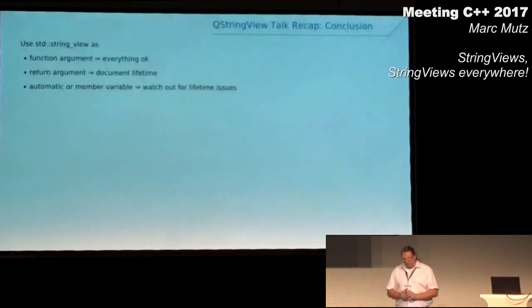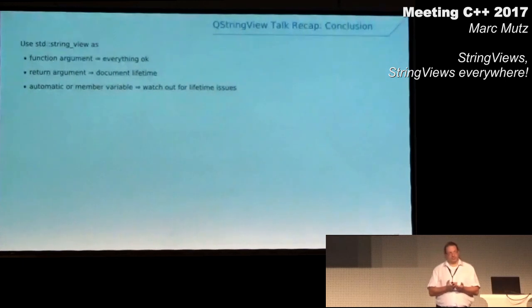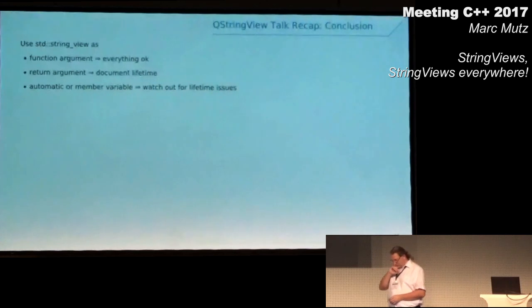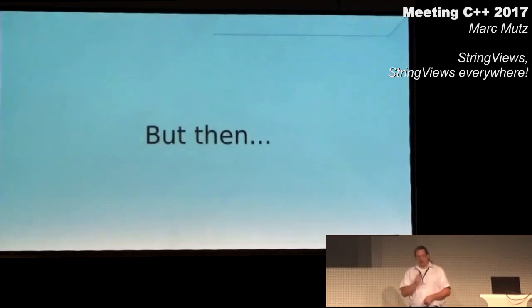So, this brings us to the end of this QStringView talk. The conclusion here is: use StringView as a function argument, freely, without worries. Everything is okay. As a return value, document the lifetime. And as automatic or member variables, watch out for lifetime issues. And again, if you use AAA, you have much less problems with these things than some people believe. But then came CppCon this year.